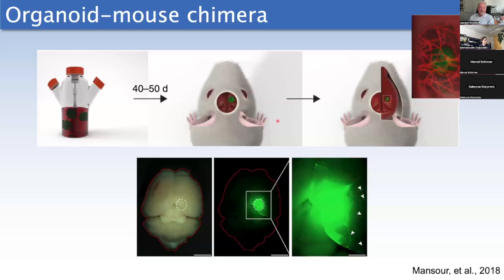And recent really exciting work from Sergio Pasca's lab has shown that if you stimulate the human neurons in these rodents, you can change the behavior of the mice. So by implanting human organoids into rodent brains, they will find their place and they will fully integrate, they will be vascularized, and they will participate in the neural network activity in the animal.